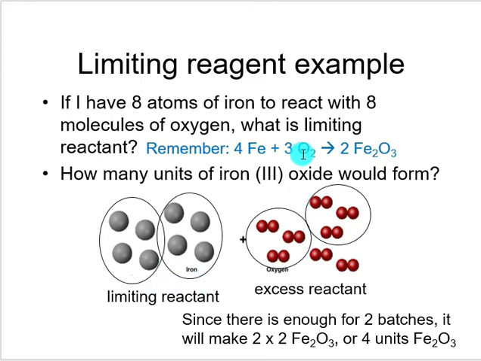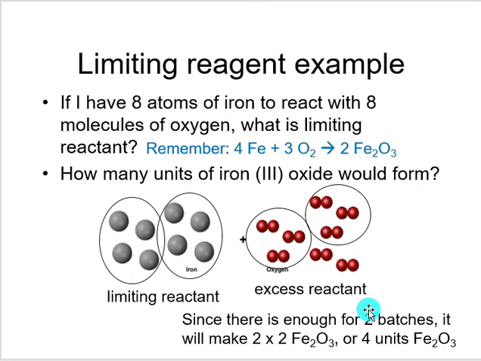Over here, I do the same thing. I'm going to circle sets of 3 though. 1, 2, 3. So that's enough for 1 batch. 1, 2, 3. That's enough for 1 batch. And I have 2 left over. I don't have enough for 3 batches. So note that since I have enough for 2 here and I have more than 2 here, this is the limiting reaction. I'm going to run out of iron first. And I'm going to have excess reactant.